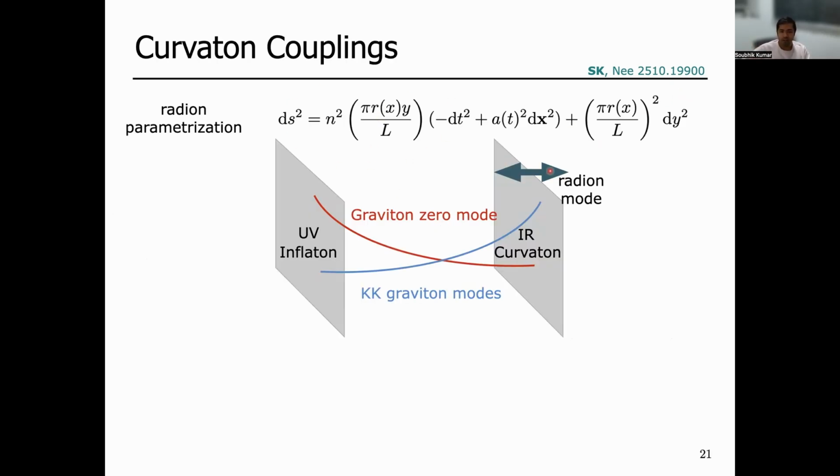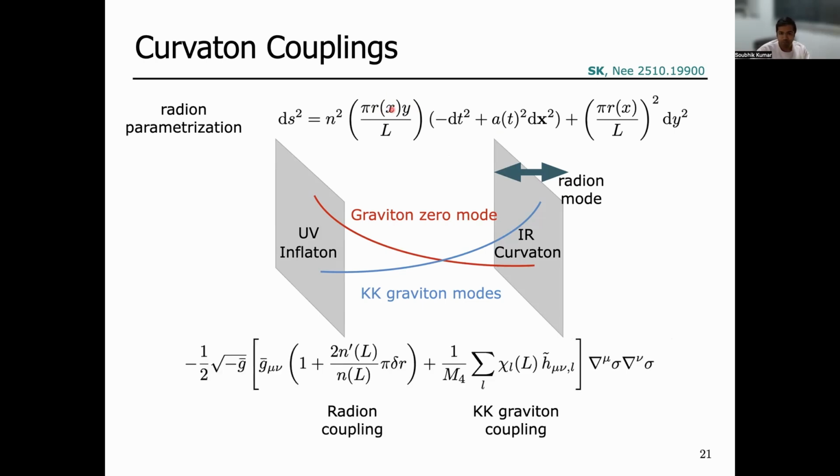I have been talking about KK gravitons, but there is also another irreducible gravitational degree of freedom, which is the radion. This basically corresponds to the size of the extra dimension, the fluctuation of the radius of the extra dimension, if you want. You can parameterize it in this way, where the radius is an x-dependent quantity. That is the field. Then using standard techniques, you can compute the coupling of the radion with the curvaton and the coupling of the KK graviton with the curvaton.